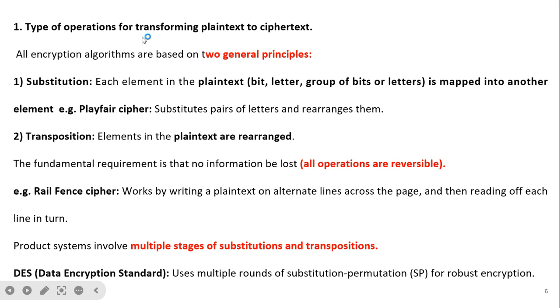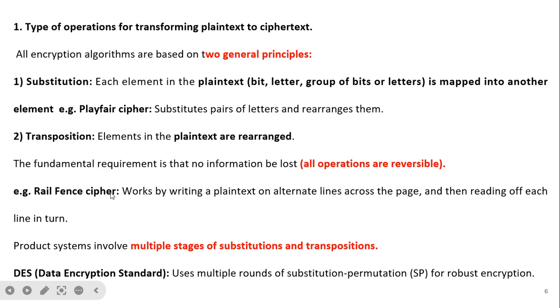Type of operation for transforming the plain text to cipher text. All encryption algorithms are based on two general principles, that is substitution and transposition. In substitution, each element in the plain text is mapped into another element. For example, Playfair cipher substitutes pairs, that is digrams of letters, and rearranges them. Next is transposition. Elements in the plain text are rearranged. The fundamental requirement is that no information be lost, only the text is rearranged.